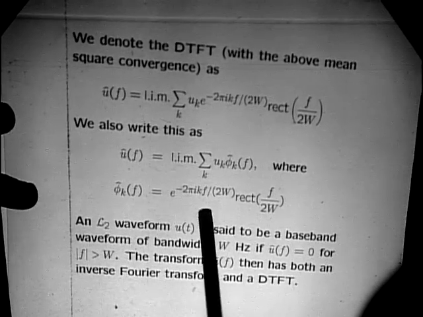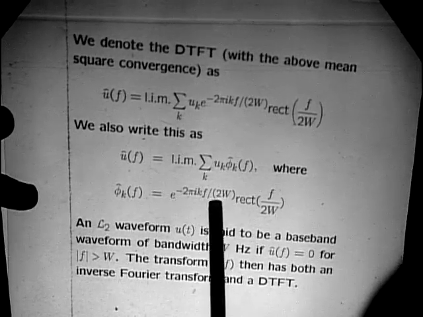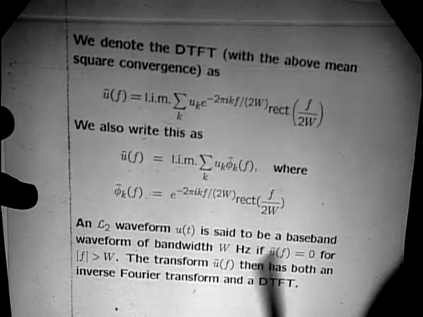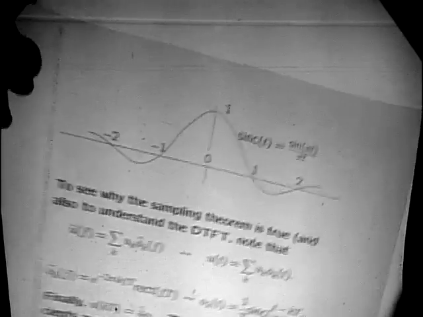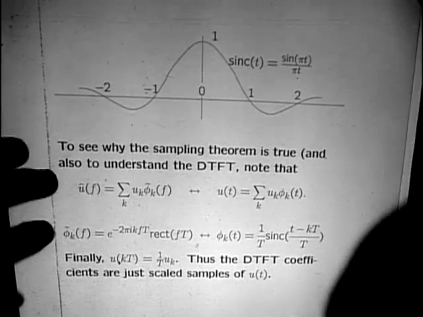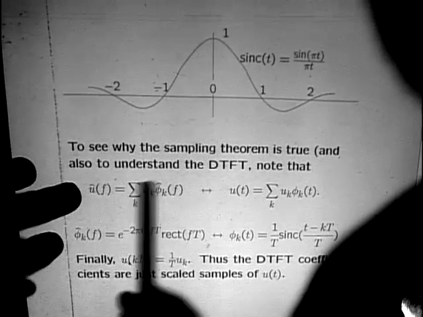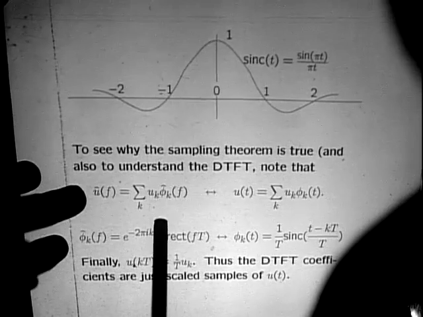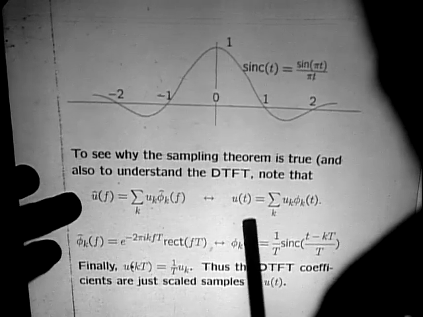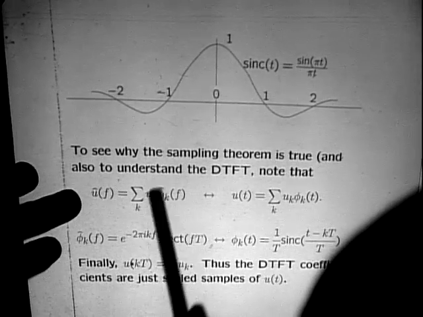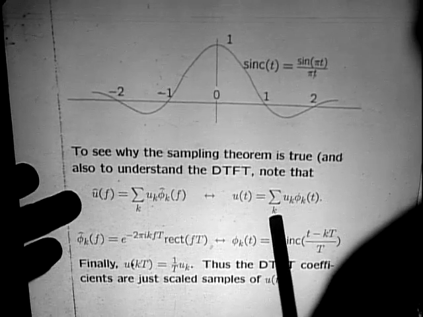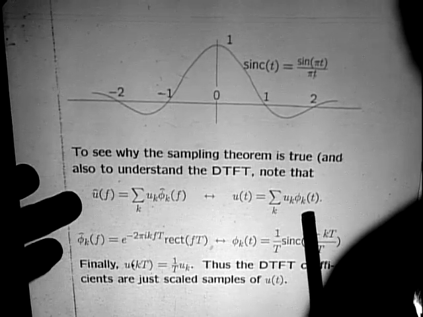They're these functions, these periodic sinusoids in k, truncated in frequency. Okay, so we know that u hat of f is equal to that DTFT expansion. If I take the inverse Fourier transform of all these functions, I'll get u of t is equal to the sum over k of u_k phi_k of t.